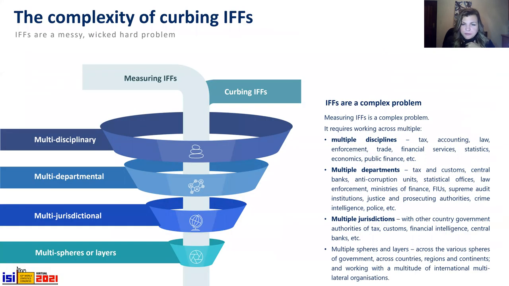What makes the illicit financial flows space particularly complex from a measurement perspective, and obviously a curbing perspective, is that it has all these multiplicities. The important thing to remember is that you're working across multiple disciplines: tax, accounting, law enforcement, trade, financial services, statistics, economics, public finance, to mention just a few. You're also working across a multiplicity of departments within countries and across countries.